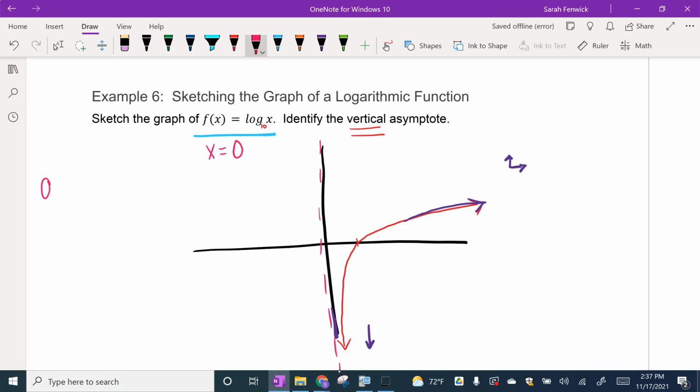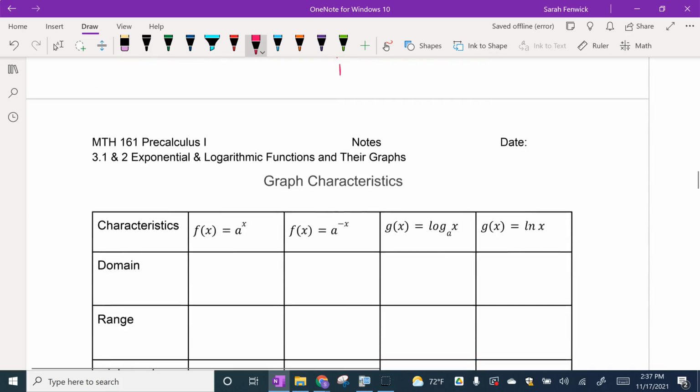To find this, you set your argument equal to 0 and solve for x. A lot of times you can kind of check it on your graph.